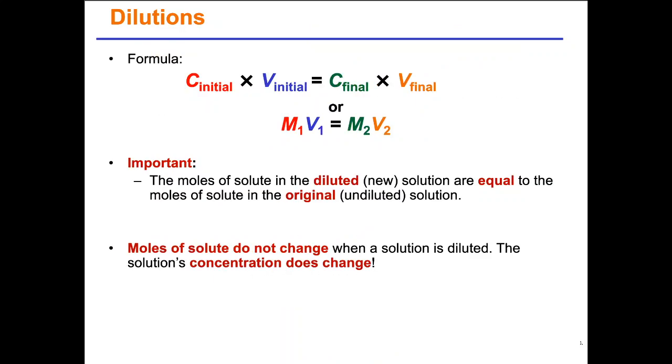So let's look at our dilution formula again. The formula is C initial times V initial is equal to C final times V final, or oftentimes you see M1V1 is equal to M2V2. So the moles of solute in the diluted solution are equal to the moles of solute in the original undiluted solution. We're not changing the number of moles of solute, just like we said. So the moles of solute do not change when a solution is diluted. The solution's concentration does change, though. So we are changing concentration.